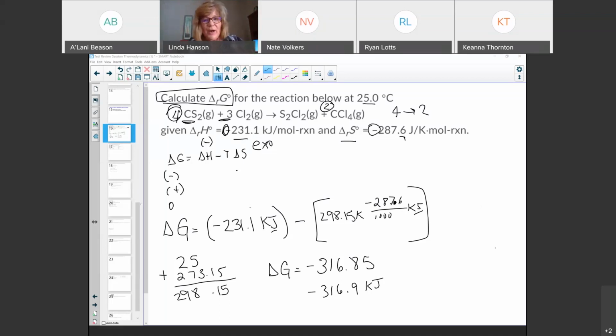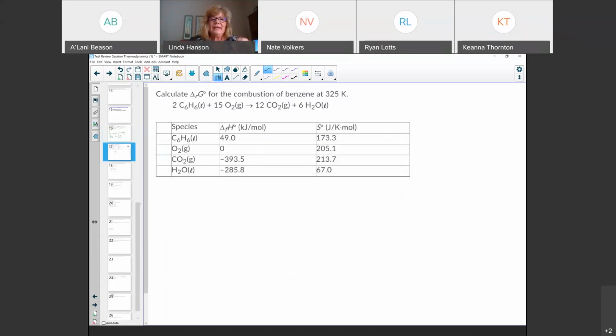The next question I pulled is very similar, except instead of providing us delta S and delta H in the word problem, they make us work for them. Not that that's difficult, but it's just more steps to solve. Here's a reaction for the combustion of benzene. We have C6H6 in the liquid phase combusting with oxygen. Out comes carbon dioxide and water.